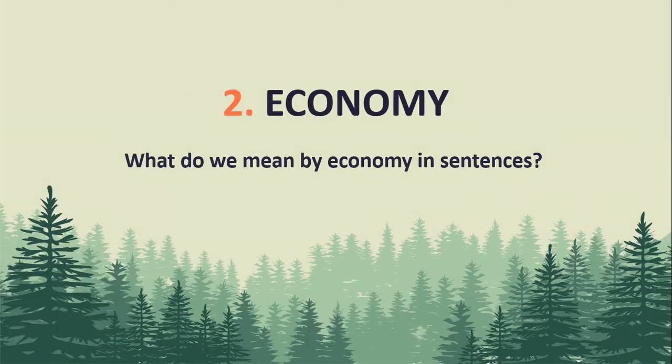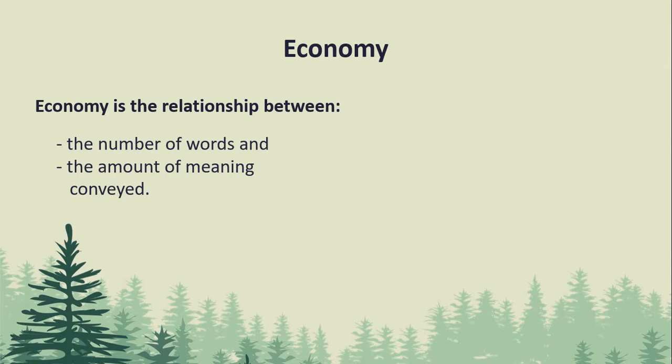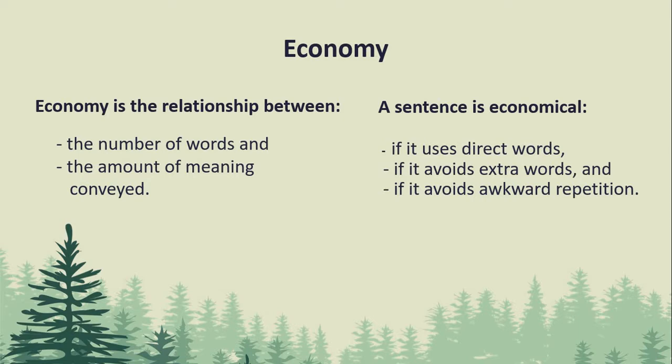Secondly, we come to economy. What do we mean by economy in a sentence? Economy is the relationship between the number of words and the amount of meaning conveyed. We say a sentence is economical, firstly, if it uses direct orders. That means you don't need to go around the bush to say your ideas. You need to use direct orders. I'm going to show you this with an example later.